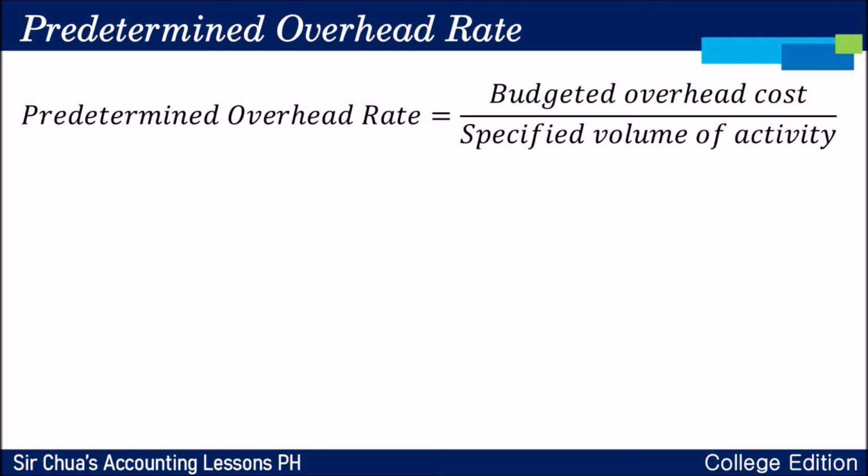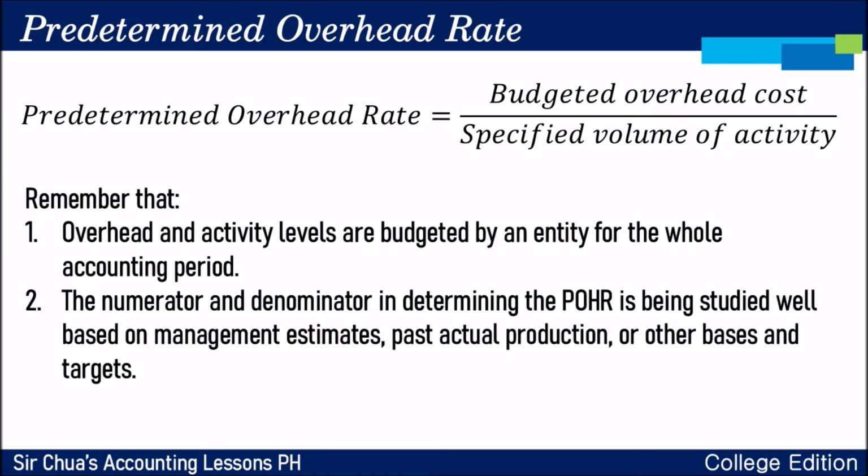Okay, so again, to get the predetermined overhead rate, kung ano man po yung budgeted overhead cost natin, we divide it on the specified volume of activity. Okay, remember that overhead and activity levels are budgeted by an entity for the whole accounting period. So, yung ating pong predetermined overhead rate is based on budgeted amounts muna. Okay? Tapos, pag nagkakaroon na po ng actual production, ina-apply natin yung kung ano mang predetermined overhead rate na nakuha natin. Tapos, sa dulo na lang tayo mag-a-adjust para makabalik tayo sa actual costing.